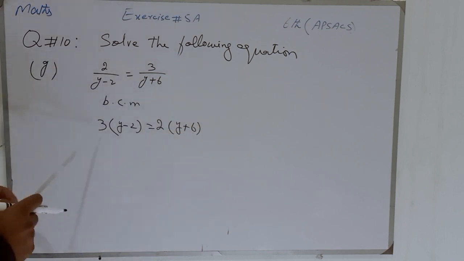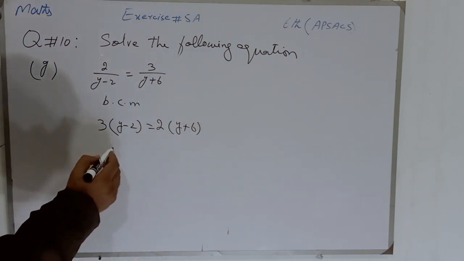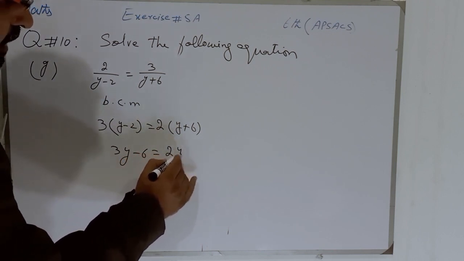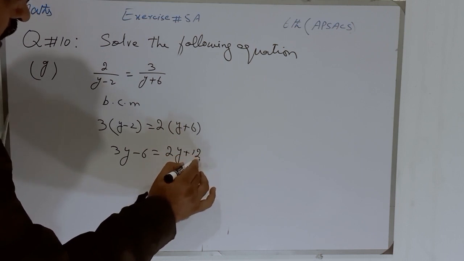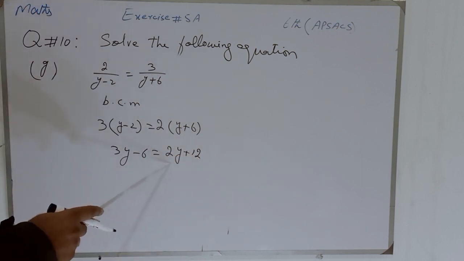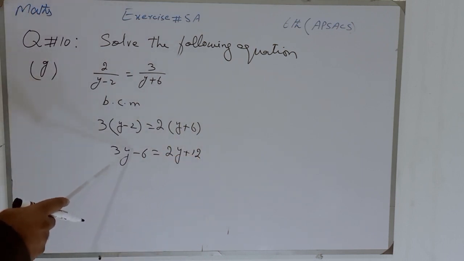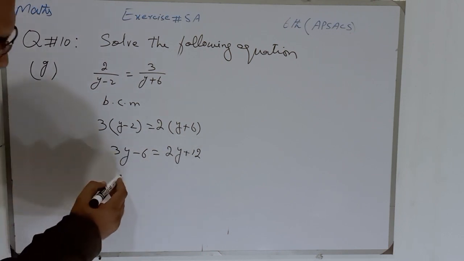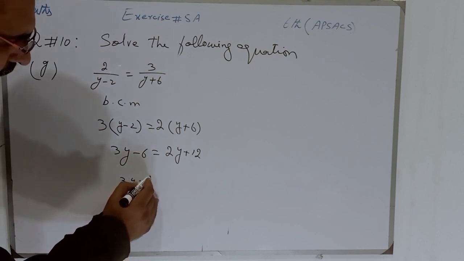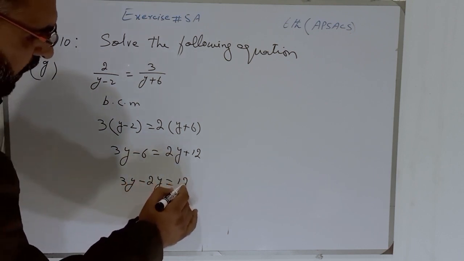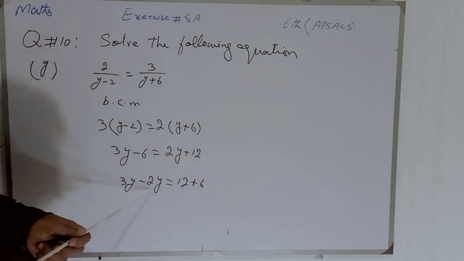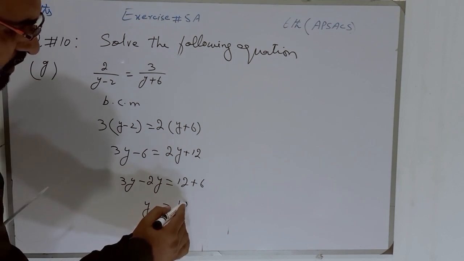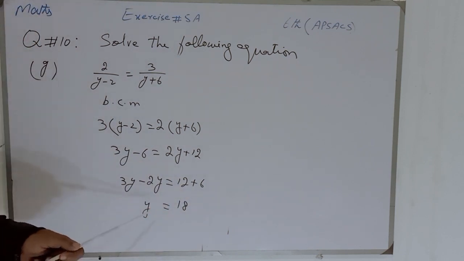Now multiply 3 with both the numbers and we will have 3y minus 6 is equal to 2y plus 2 6s are 12. Students, transfer this 2y to the left side and it will become minus, and transfer this minus 6 to the right side and it will be plus. So we will get 3y minus 2y is equal to 12 plus 6. Subtract 2y from 3y and we will have y is equal to 12 plus 6 means 18, and the value of y is 18.